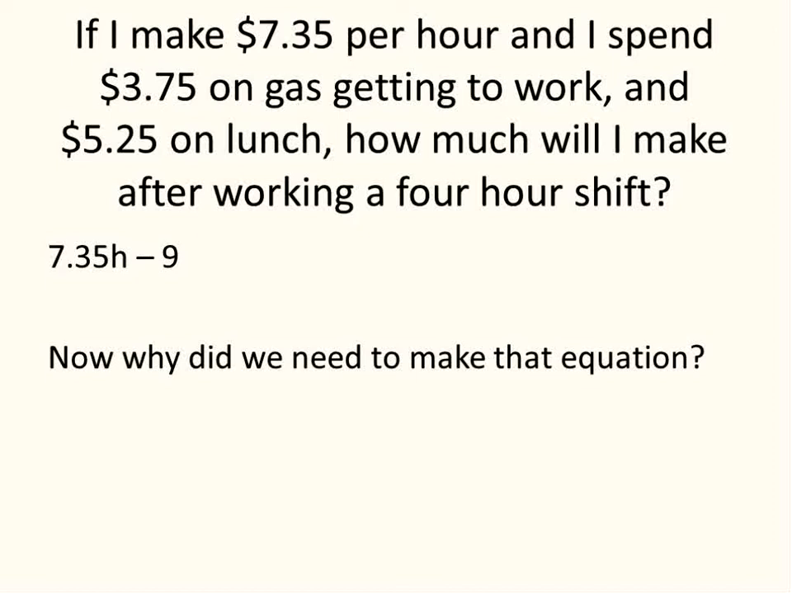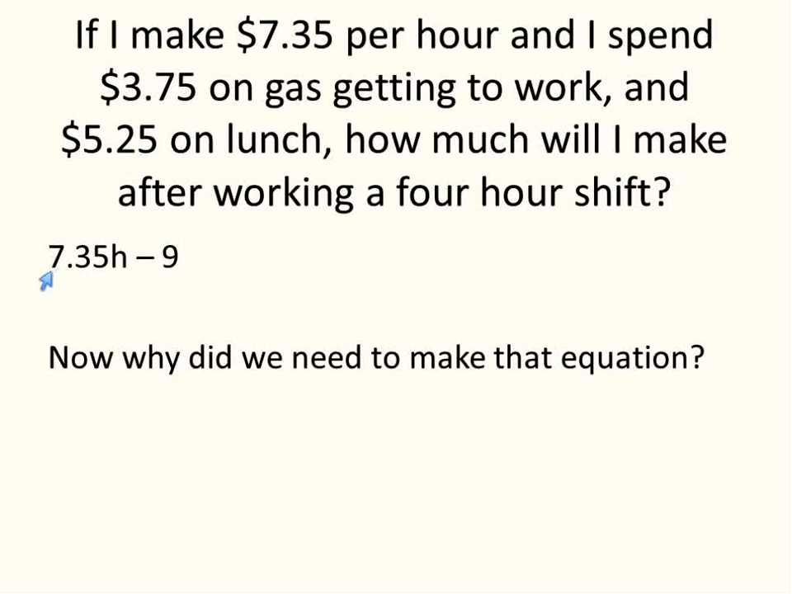Now, why did we need to make this equation? You could have said, I know I make 7.35 times 4, so I can just do 7.35 times 4. That's how much I made. And then I'm going to subtract 3.75, and then I'm going to subtract 5.25. And that might have been quicker for the first question.